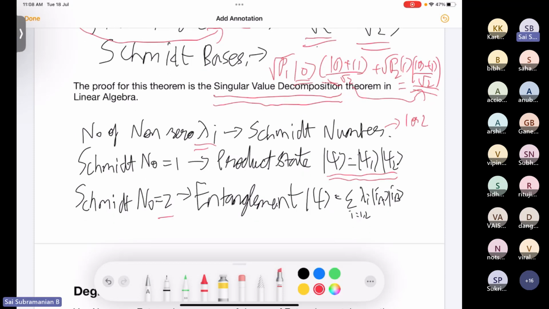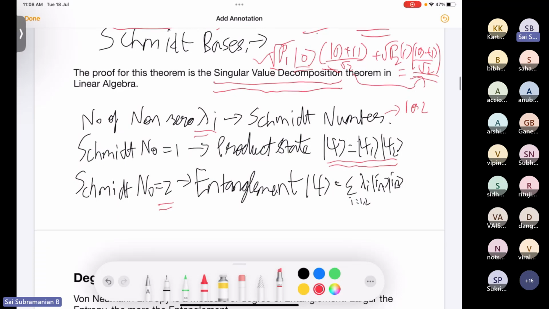But if Schmidt number is 2, it means there is some entanglement. It means we have to write it as a sum of two individual terms, the way we wrote earlier. And that means it's not a product state. It means that if we do some sort of a measurement or unitary transform on one qubit, so if you do a measurement on the first qubit, it will impact the second qubit. These two qubits affect each other directly. That's the meaning of entanglement.